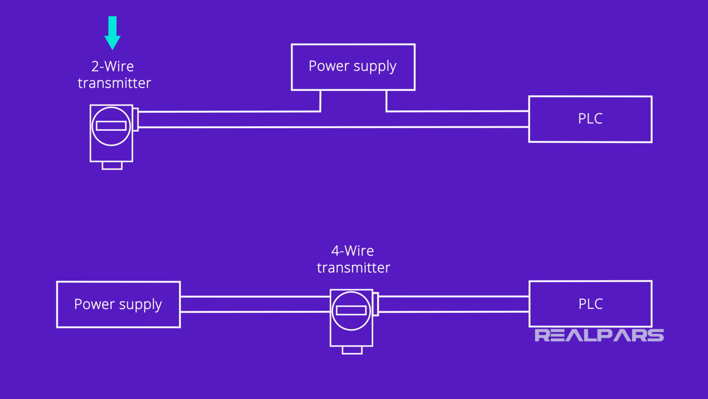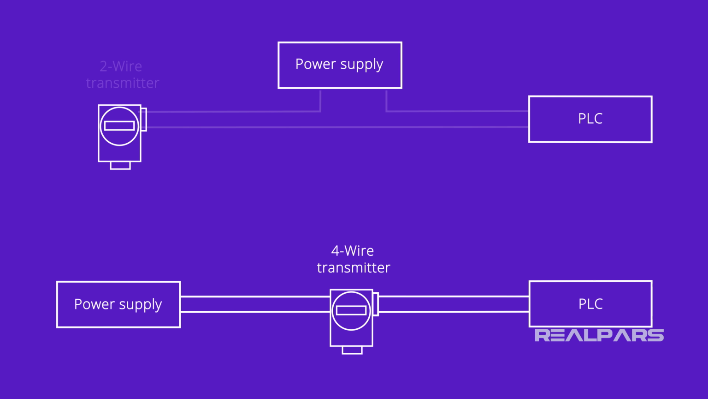But, is it a 2-wire or a 4-wire transmitter? The actual wiring connection between the transmitter and the power supply depends upon which type it is. We will come back to that later.